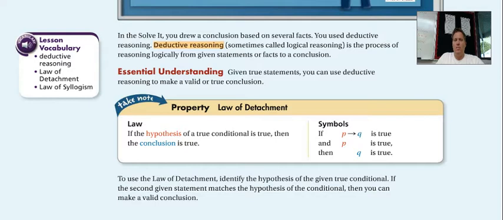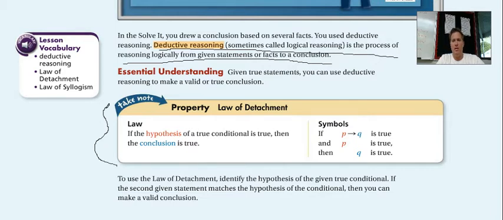Alright, so we're going to make sure that we have right here deductive reasoning. We are going to write this down, this sentence right here, the definition. Deductive reasoning, sometimes it is called logical reasoning. It's the process of reasoning logically from given statements or facts to a conclusion. So instead of looking at something and finding a pattern and coming up with reasoning behind it, inductive, we are given a statement or facts, and we're going to use logical reasoning for it. Okay. So also make sure that we have this right here, this take a note box. We should have all that written down as well.